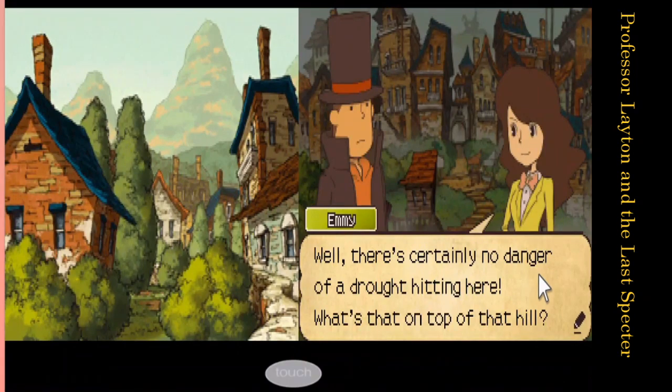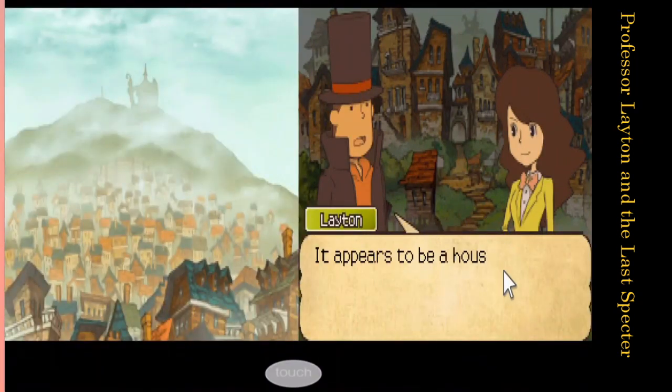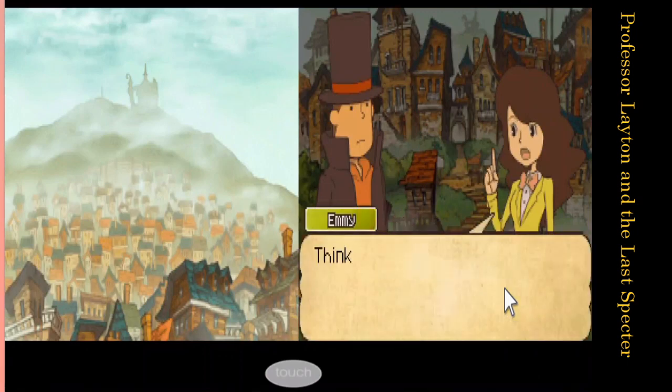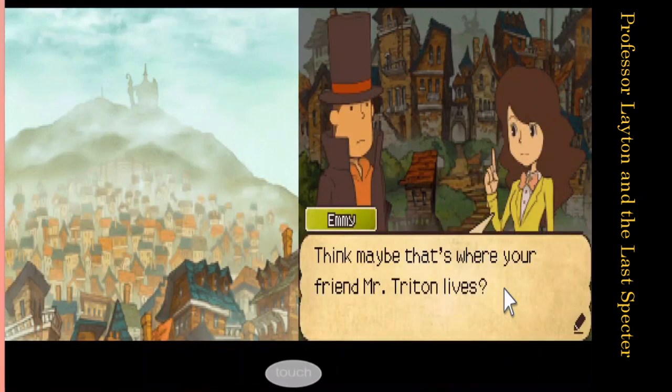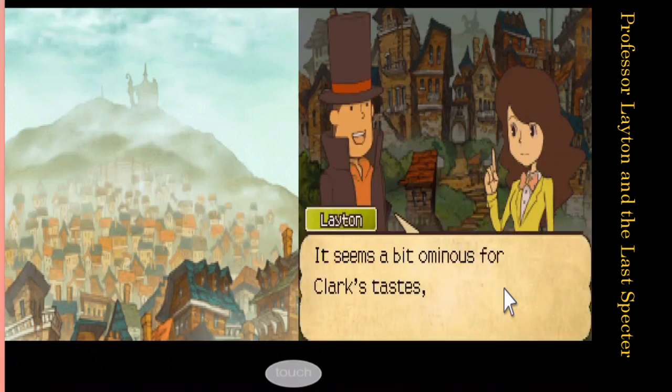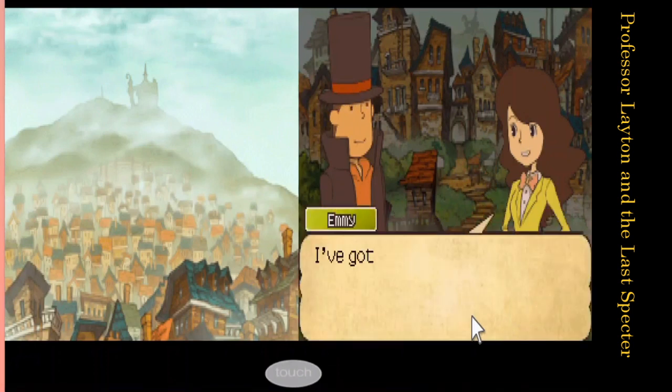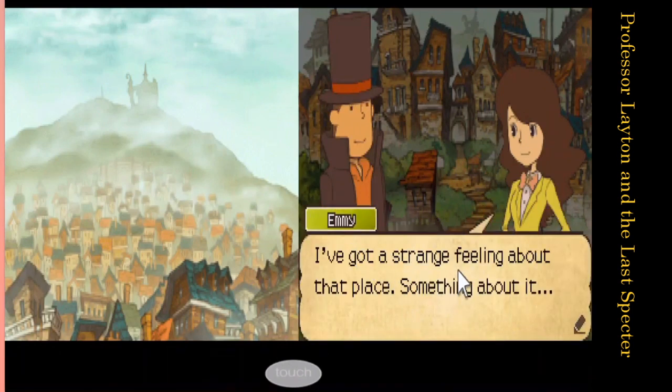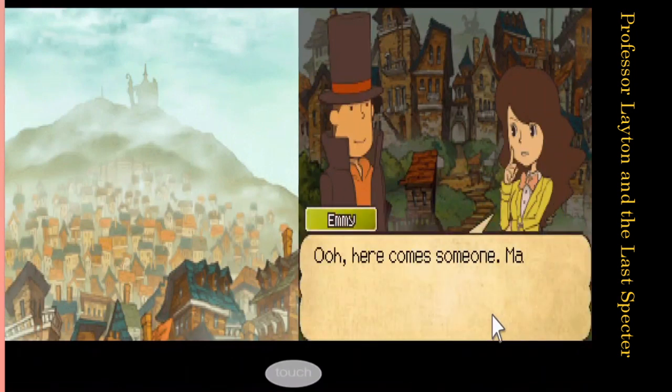What's that on top of that hill? It appears to be a house. Think maybe that's where your friend Mr. Triton lives? It seems a bit ominous for Clark's tastes, but perhaps. I've got a strange feeling about that place. Something about it. Oh, here comes someone. Maybe he knows where we can find Mr. Triton.